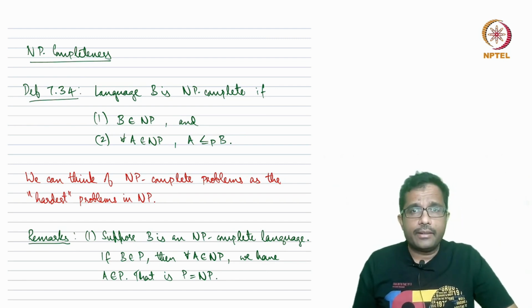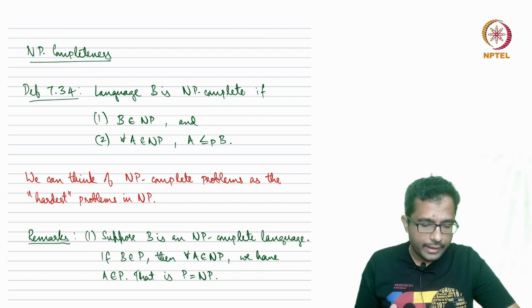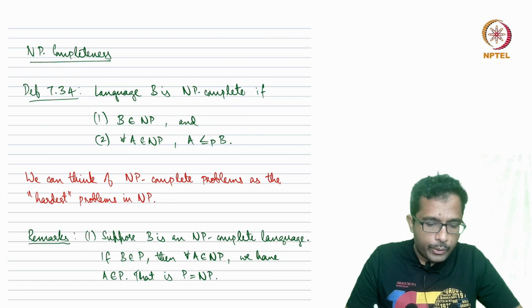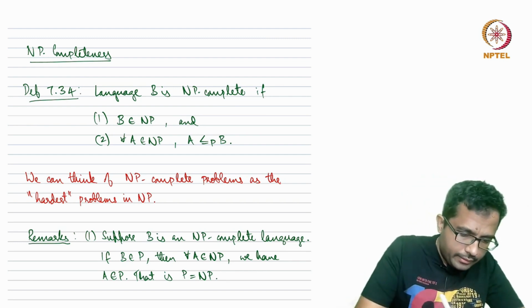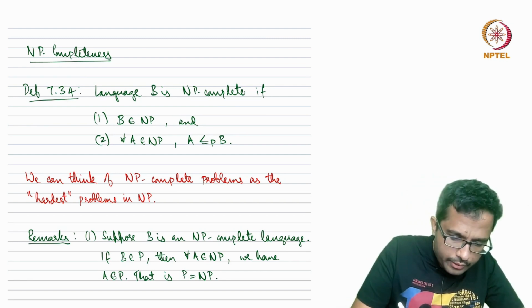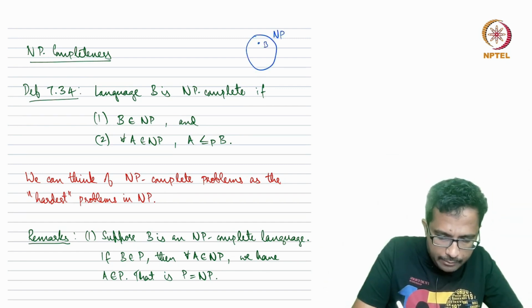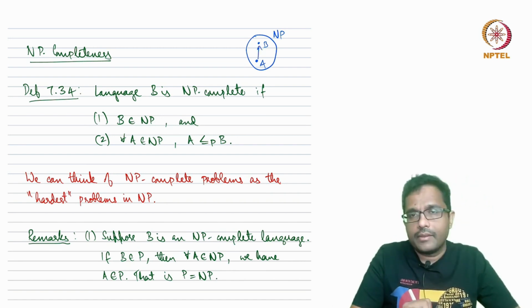In this lecture, we will define what is NP-complete. NP-completeness is a very, very important concept, as you may have heard. We say that a language B is NP-complete if that language is in NP and all the languages in NP are reducible to B. So suppose this is the class of all languages in NP. Now B itself must be in NP, and all the languages A in NP must be reducible to B.